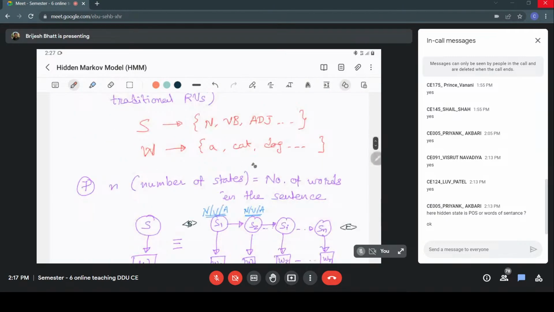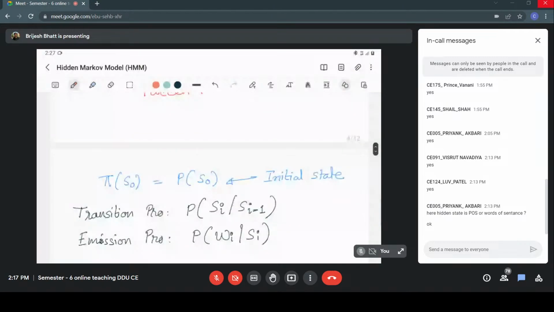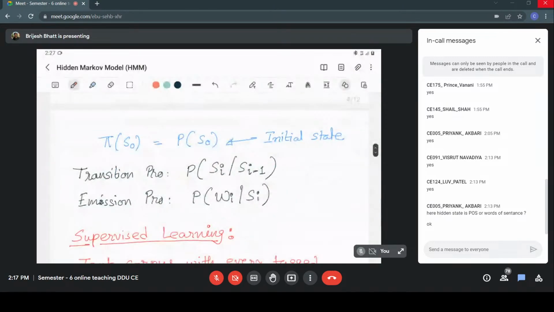So the number of states is equal to the number of words in the sentence. If a sentence has n words, then you want to create n states. What is not known is S1, so that's why it is called a hidden Markov model. The initial state is pi S0, or P(S0). As I said, transition probability is P(Si given Si minus 1). Emission probability is P(Wi given Si).